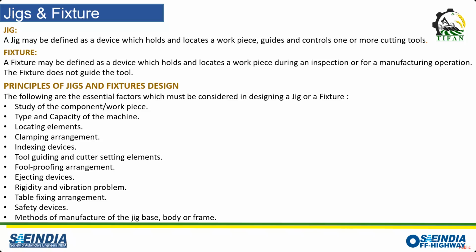Then there are some minor principles I have mentioned at the bottom about tool guiding and cutter setting elements, which we might need to use if we have any machining components involved in our project. Then we also need to have some fool-proofing arrangements. This generally is required when we are manufacturing a lot of parts, but if in our machine we have some parts which are repetitive, we would need this arrangement. And then we obviously would need to put in safety devices in case we are dealing with welding or high heat zones. Dharmendra, if you could go to the next slide.